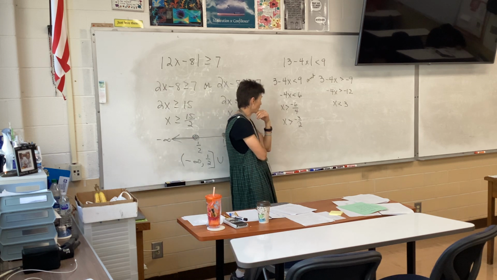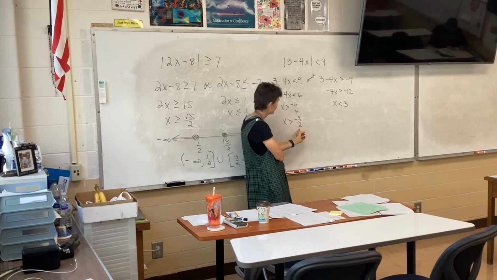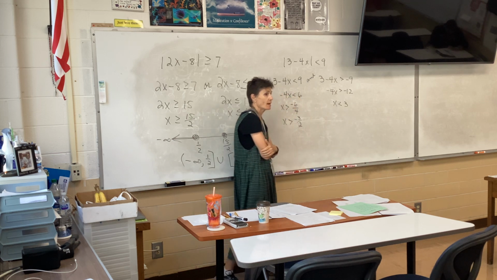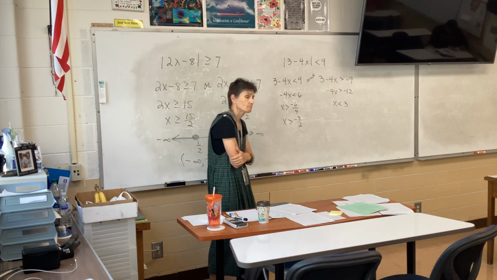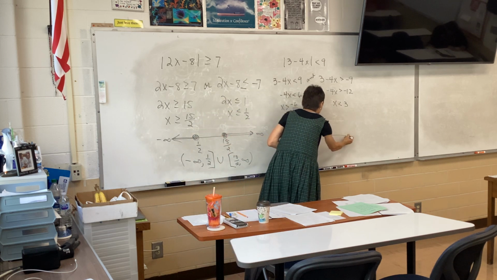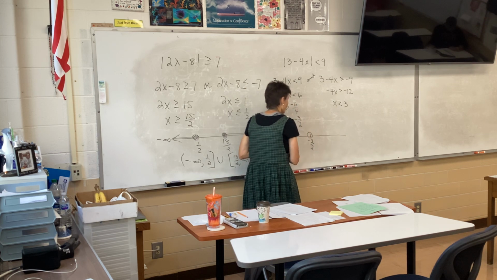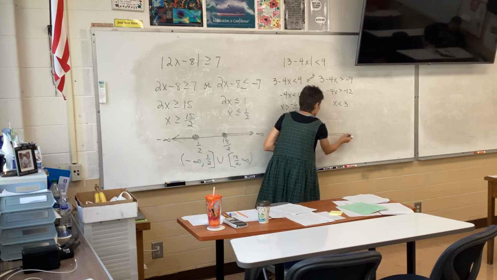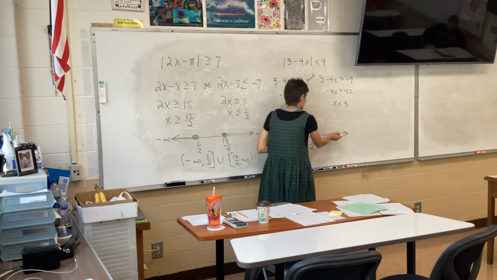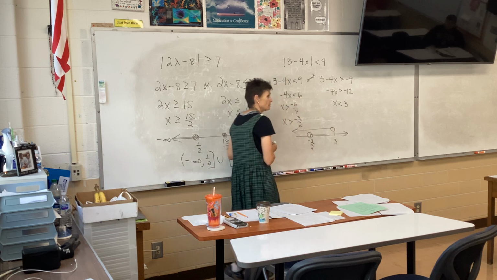So after you get them solved, look up here and see if you match. I got x is greater than -3/2 for one side, and then x is less than 3 for the other side. So now I'll go to my number line. So here's -3/2, open dot, shaded this way. Here's 3, open dot, shaded this way.